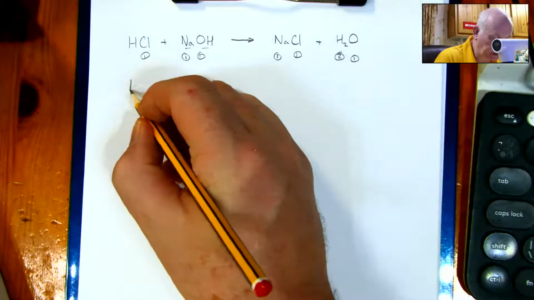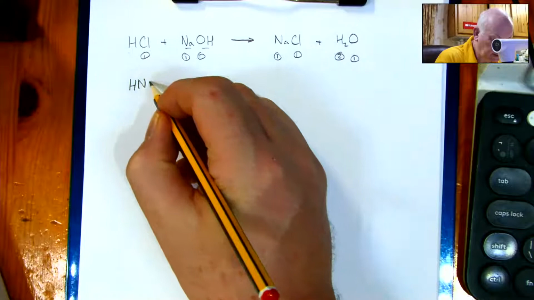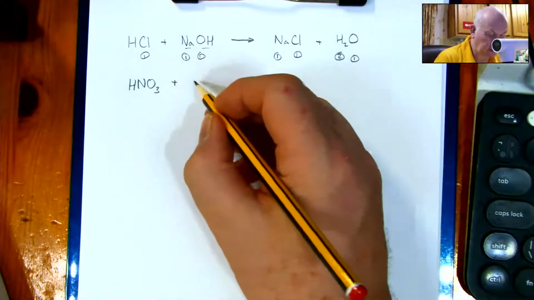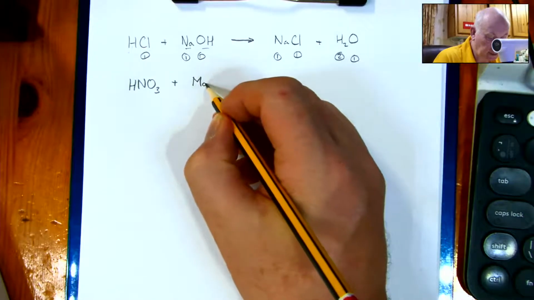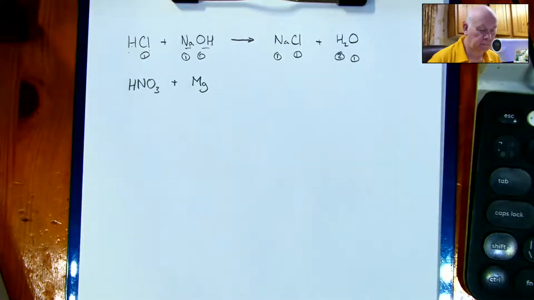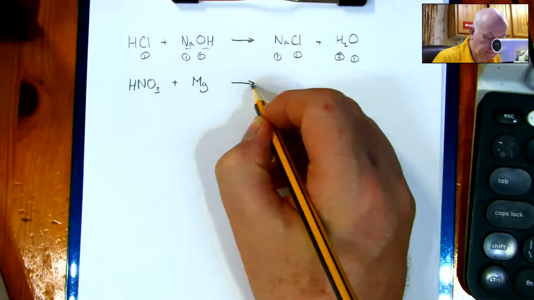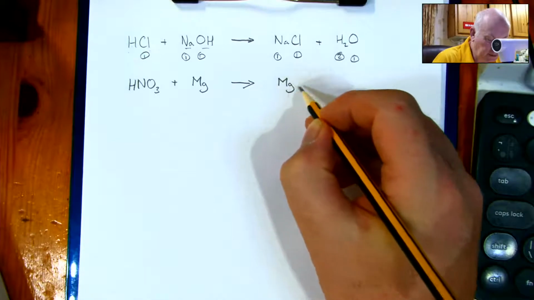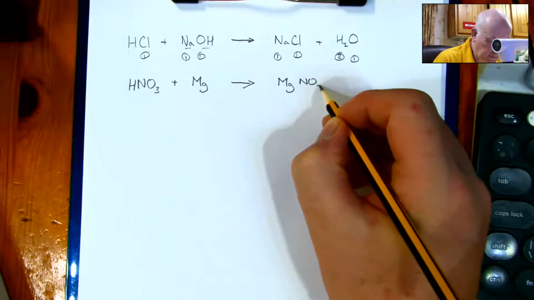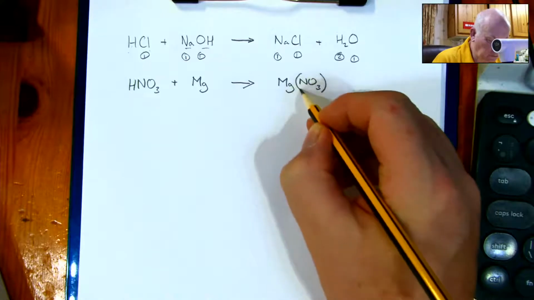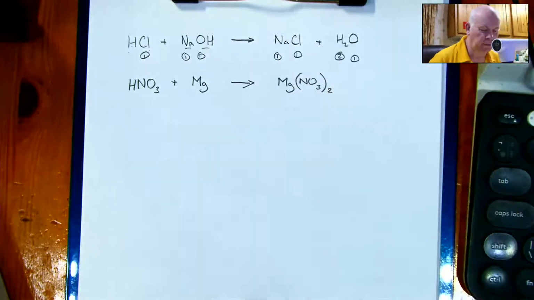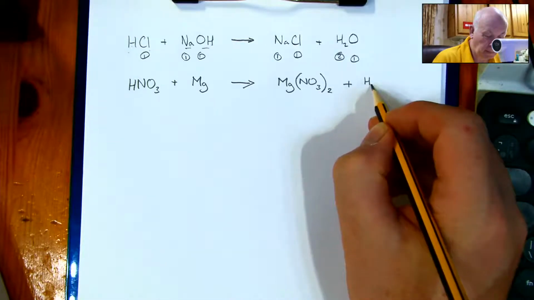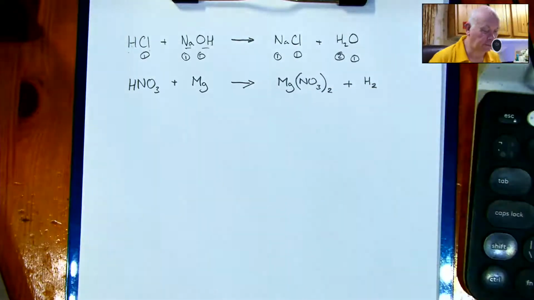So let's take a different acid, nitric acid, and let's add that to some magnesium. So the magnesium's going to react. We're going to form magnesium nitrate. And it's got a really peculiar way of trying to write the formula. Plus water. No, sorry, plus hydrogen. My fault.